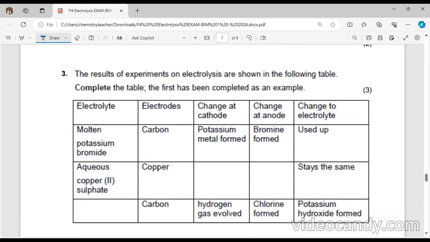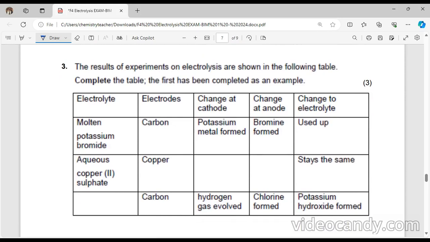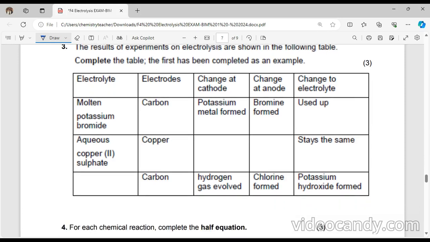On to question 3. Here we're looking at various different electrolytes and what they make at the cathode and anode. The first one's been done for us as an example, and then we've got aqueous copper sulfate. At the cathode, we've got copper ions and hydrogen ions. We should remember that copper ions will reduce before hydrogen. So we're looking for the product. We can say copper metal. You don't need to say metal, but put it in brackets.